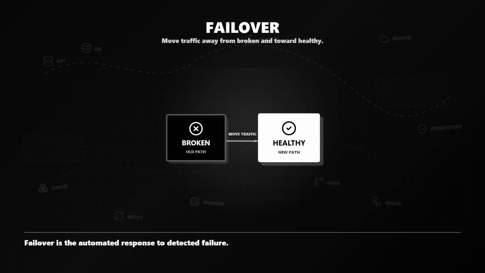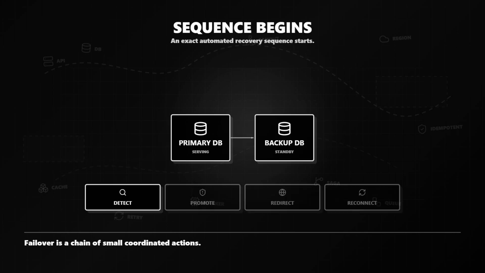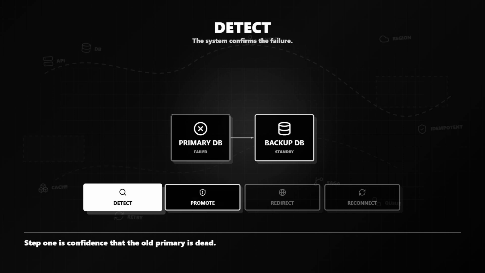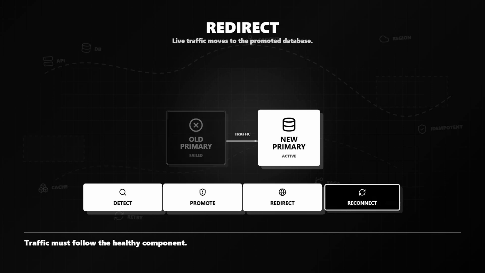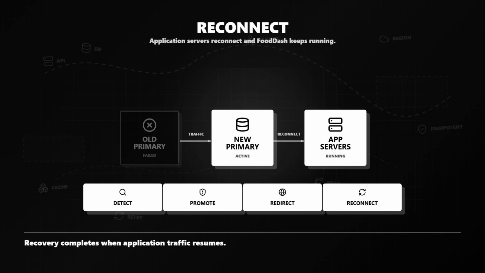Failover just means moving traffic away from a broken component over to a healthy one. And we follow an exact automated sequence to do this. First, the system detects the failure. Second, that perfectly synchronized backup database is officially promoted to be the new primary. Third, the live traffic is seamlessly redirected over to it. And finally, the application servers reconnect. Just like that, FoodDash keeps running and the food keeps getting delivered.